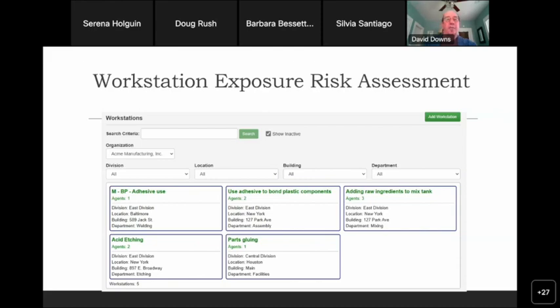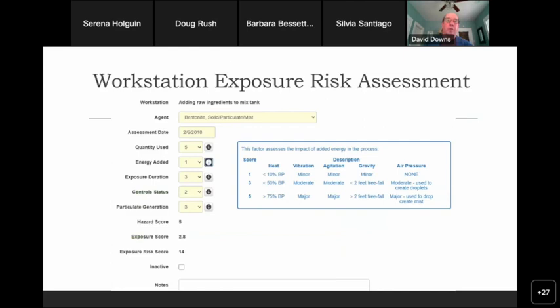And then the next piece of this is to be able to do a workstation exposure risk assessment. So you define what workstations you're using chemicals at, and you do an assessment on those. For example, this one here is adding raw material to a mixed tank, and it's using bentonite. So the quantity used is a factor. And for each of these factors, energy added, exposure duration, control status, and particulate generation, there are definitions similar to the one you can see here.